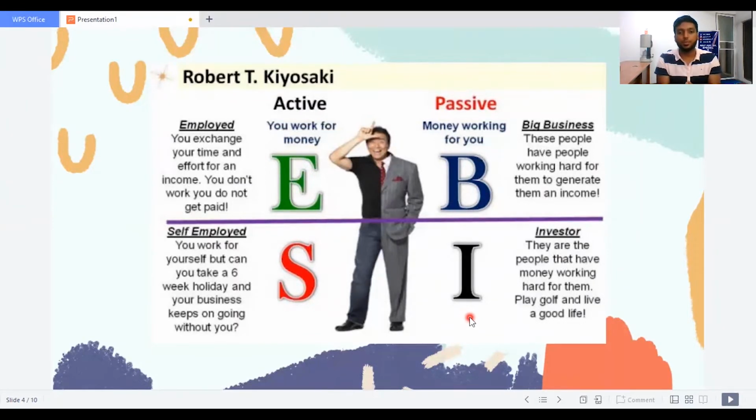So with this type of mindset, we can't teach them the real life of taking risks because they are so secure and comfortable with what they have. If you need to be successful in your market, take risks, guys. If you don't take risks, you will always stay in the same employed section. Self-employed people, you work for yourself but can take a 6-week holiday and your business keeps on going without you. Can you expect that if you take leave your business will go without you? That's a problem. Even if you take leave, if the business doesn't go, it means you need to work.